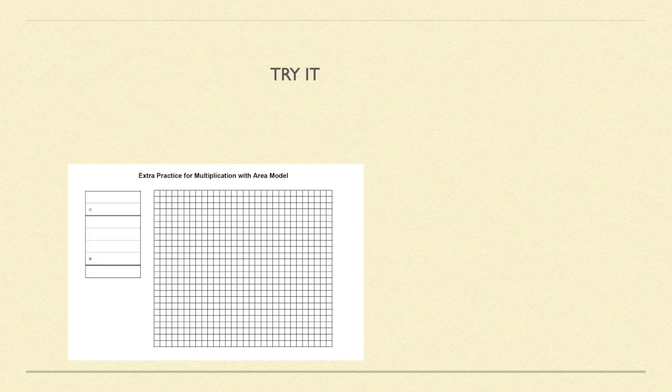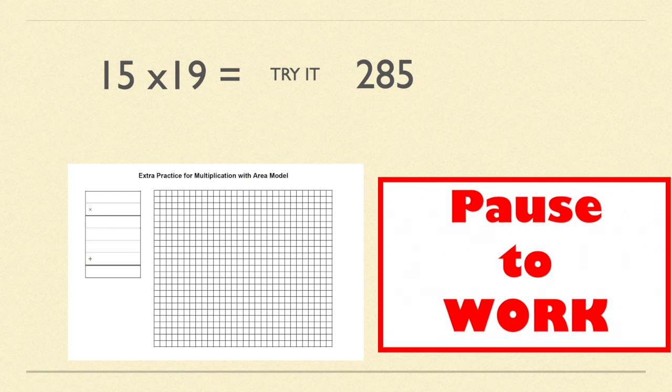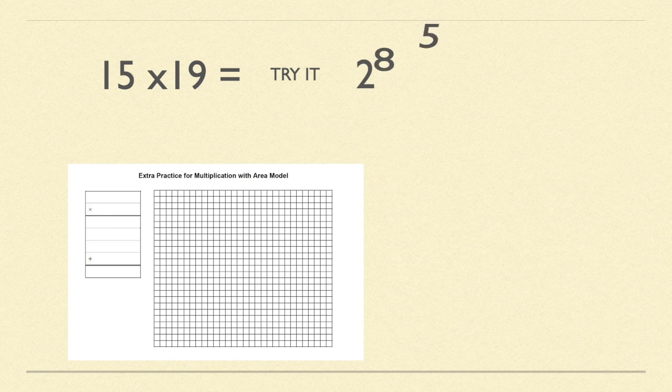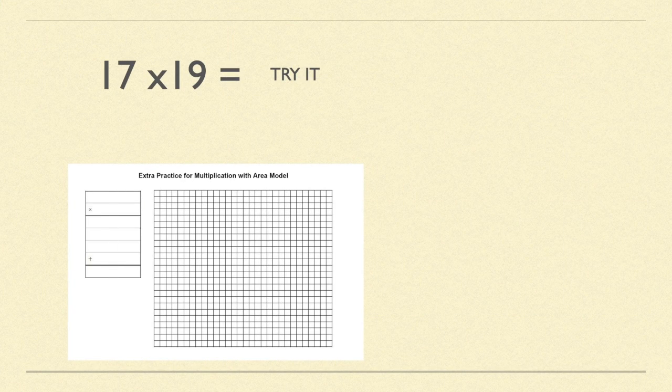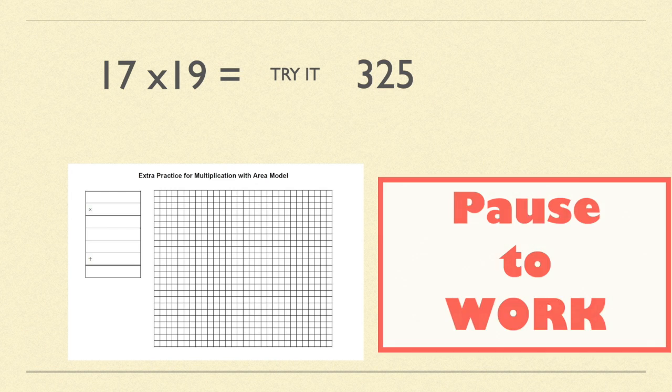Now it's up for you to try. I would like you to try 15 times 19 by yourself. If you can do it in all 3 methods and get 285 every time, you're good to go. So pause the video and give that a try. Now I want you to try 17 times 19 3 different ways, and you should get 325. So go ahead and pause the video and see if you can get 325 3 times.